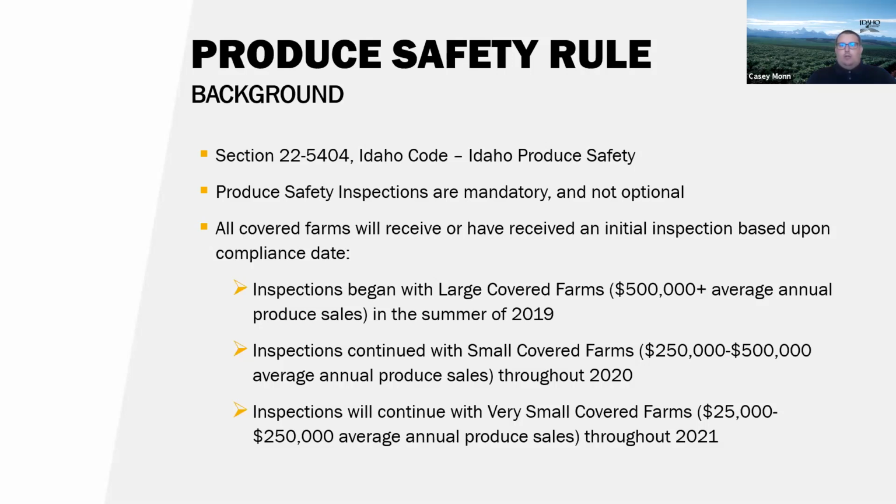And this year, we are going to be moving into our very small covered farms, with $25,000 to $250,000 of average annual produce sales over a 3-year rolling period. So those inspections will be starting momentarily. A lot of it has to do with the weather, as we all know. But we will be reaching out to farms sooner rather than later to start building an understanding of when those inspections are going to be occurring and who is going to be undergoing those inspections as well.